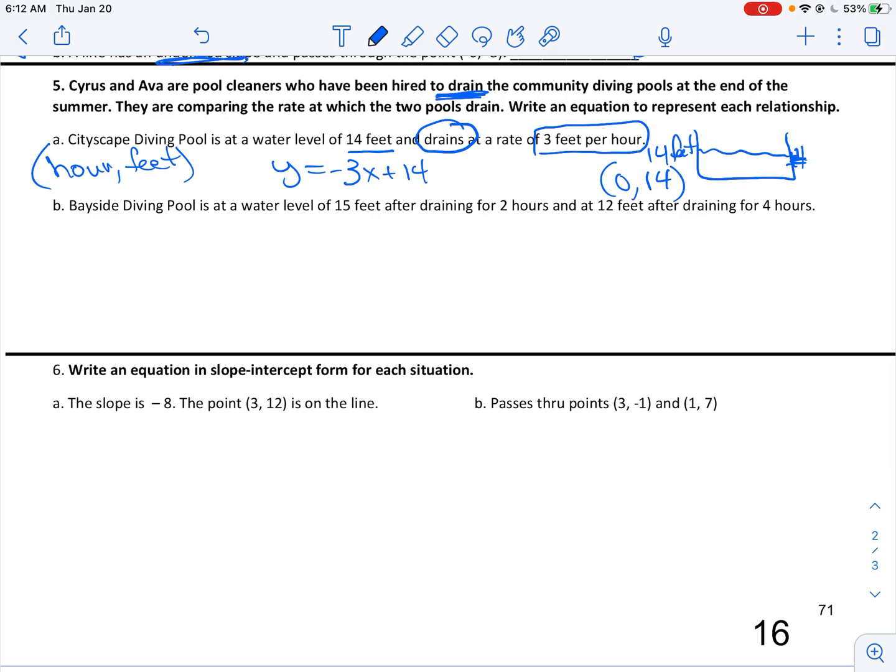Okay, so now let's go down to the next one. This one, we have to find the y-intercept. So again, remember that it's hours, comma, feet.